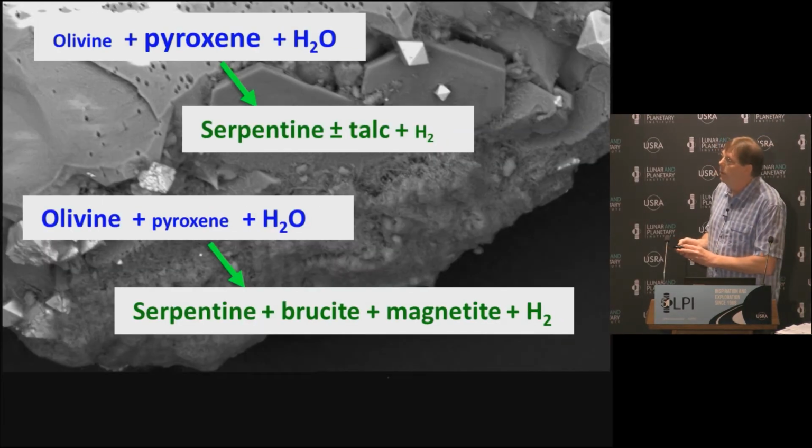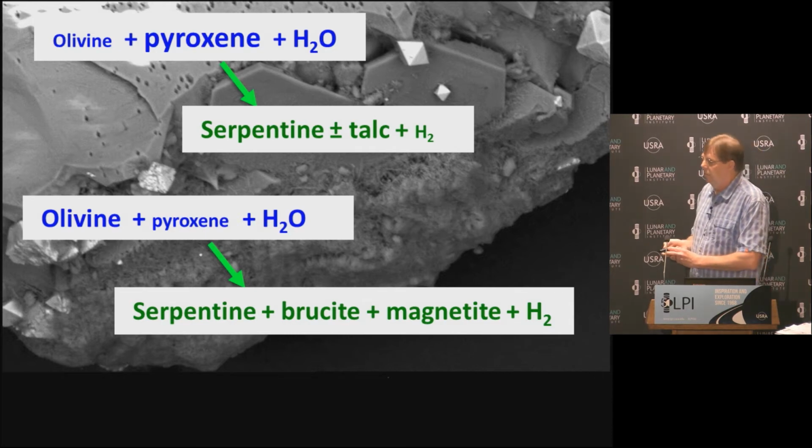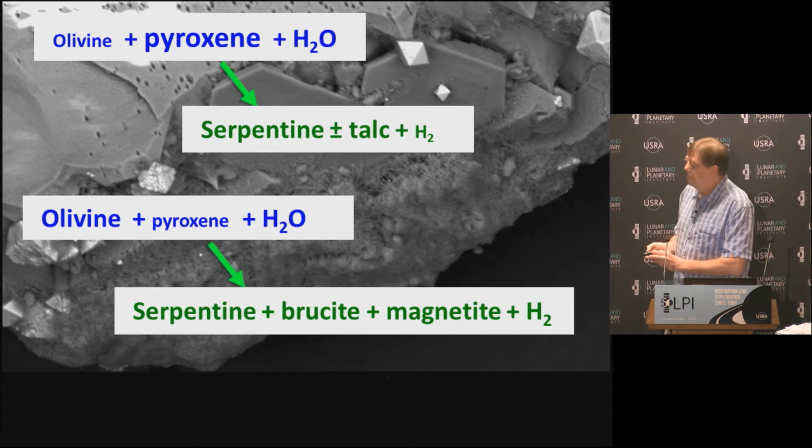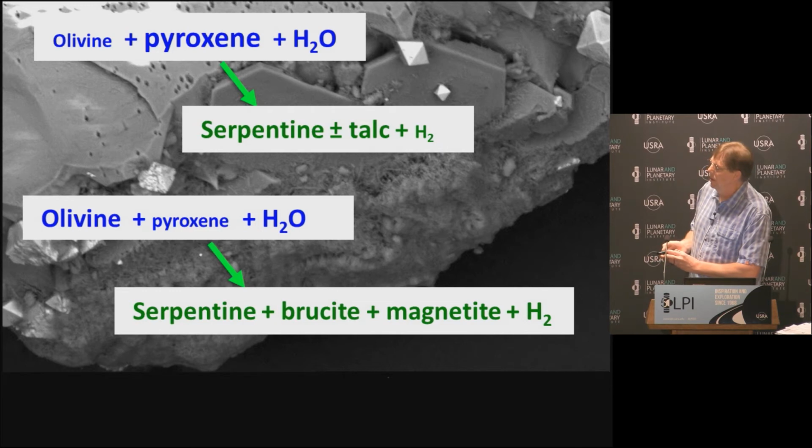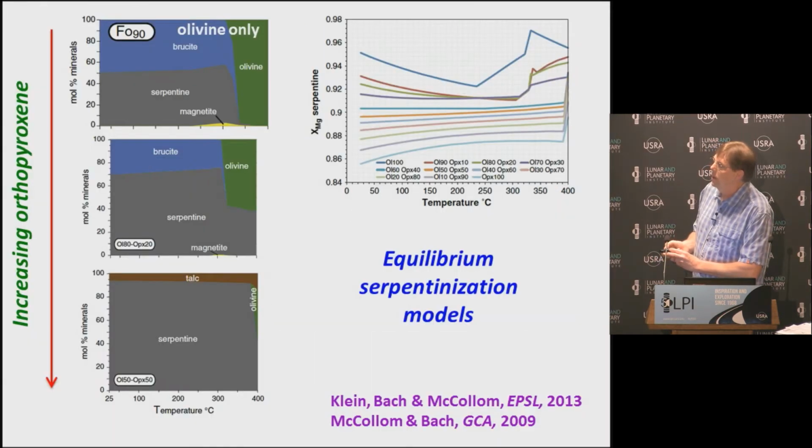But one thing that does come in is that if you're in a regime where pyroxene is reacting faster than olivine, you typically produce serpentine and can produce little hydrogen. Whereas if you have circumstances where the olivine is reacting faster than pyroxene, then you get this more canonical set of serpentinite mineral assemblages and hydrogen production.